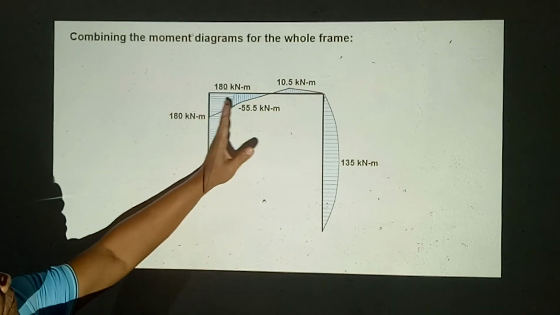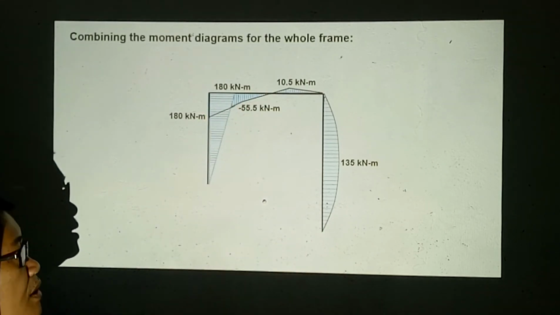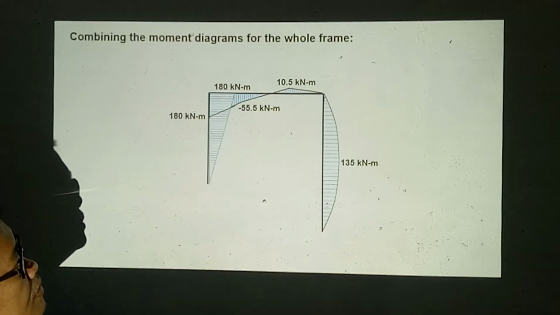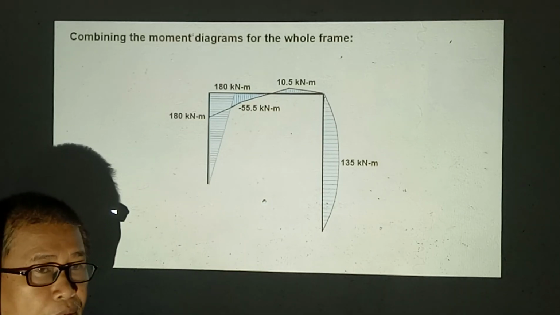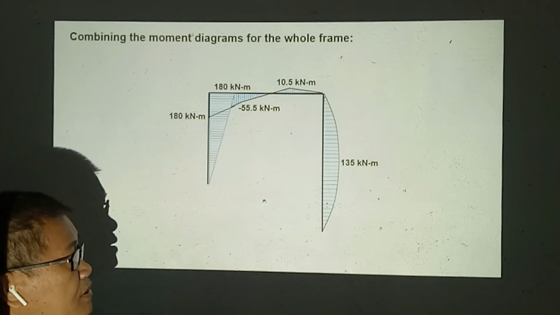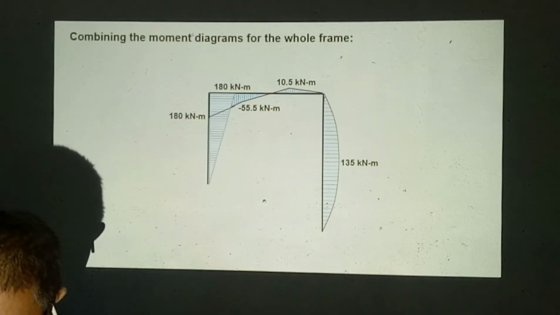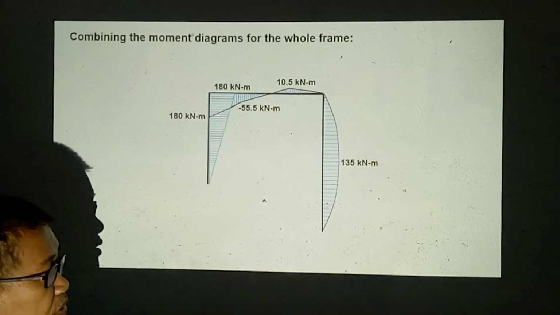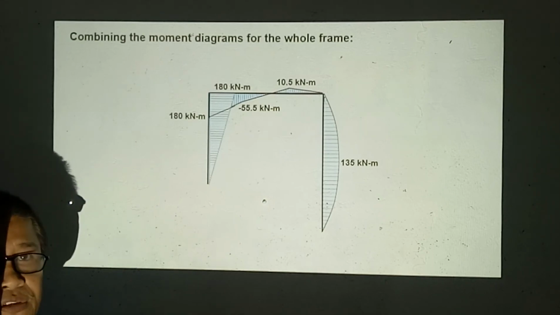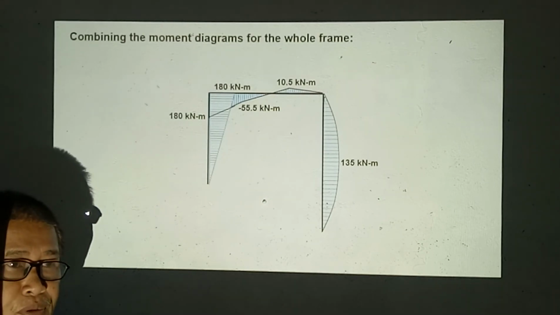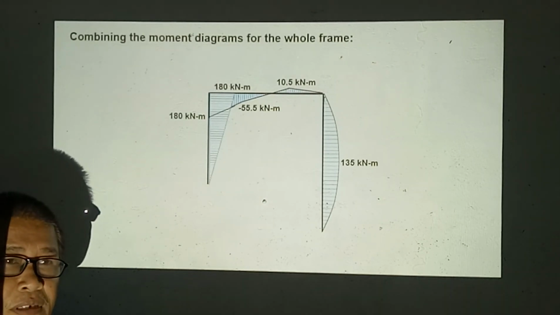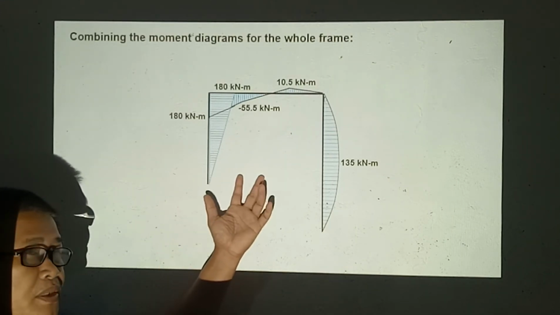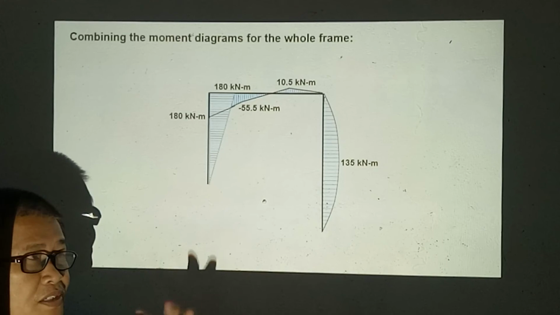So this is what we can see, no? The whole frame subjected with corresponding moments as they develop from the applied loadings. And from this moment diagram, we have to draw the elastic curve or the deformed structure. In frames, we call it deformed structure. That is the behavior of the frame in response to the moment, or because of the applied loadings that develop this moment.